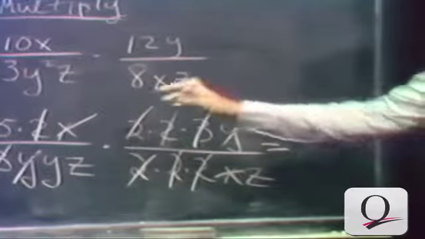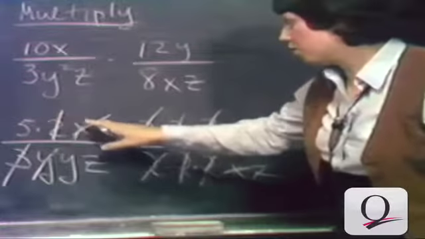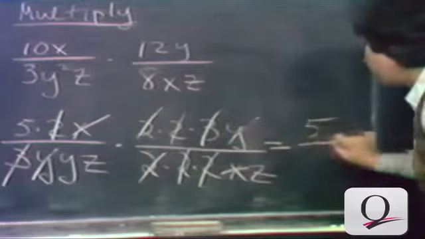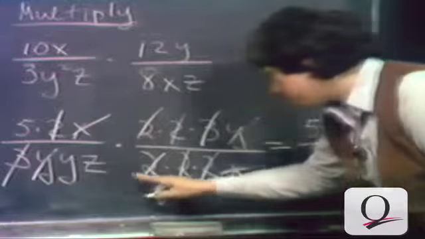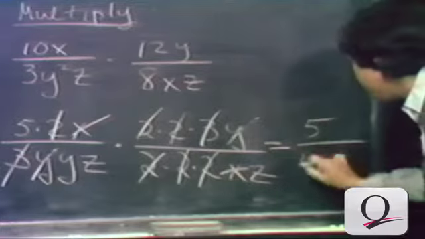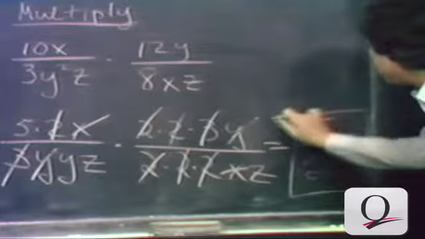Now in the simplified form, we'll do the multiplication of fractions. On the top, we have 5 times 1. These are all 1s. So on the top, we simply have 5. And on the bottom, y times z times z, or y z squared. So 5 over yz squared.